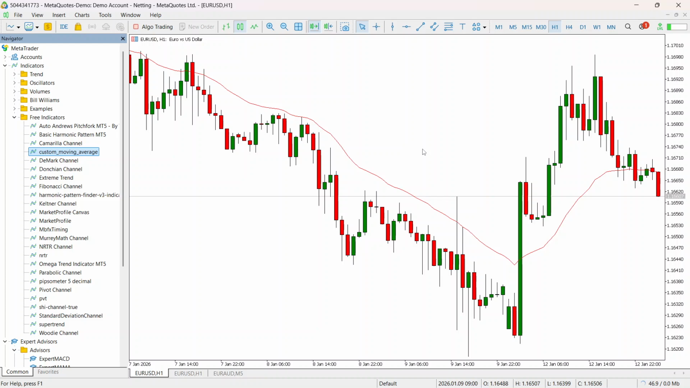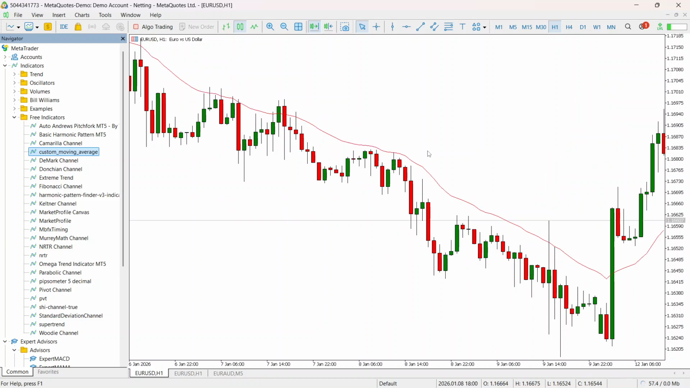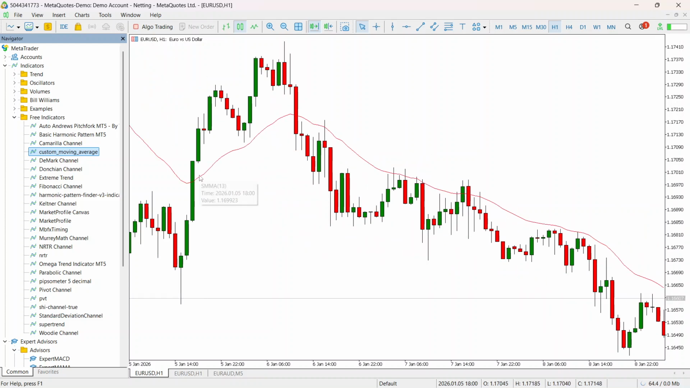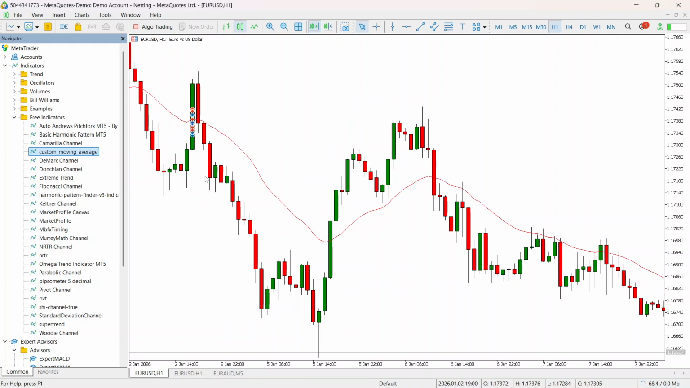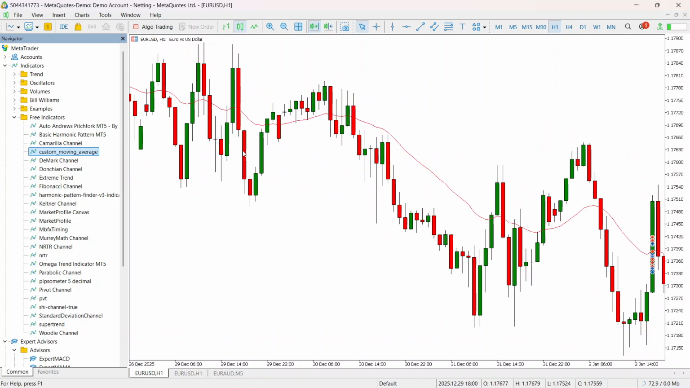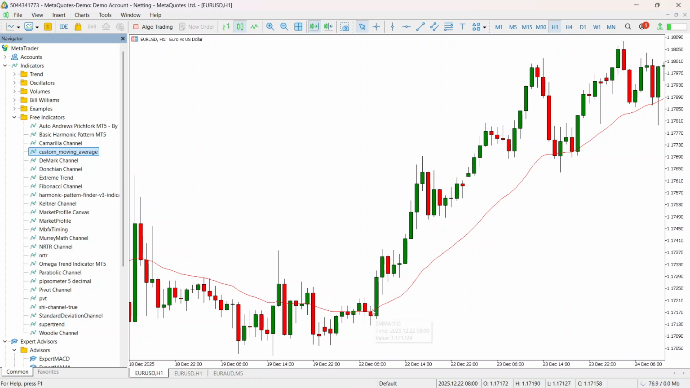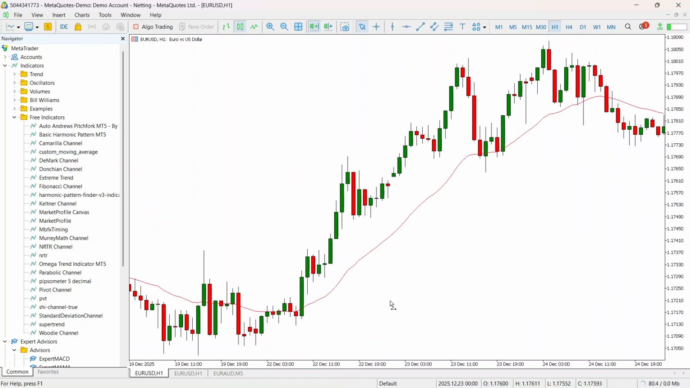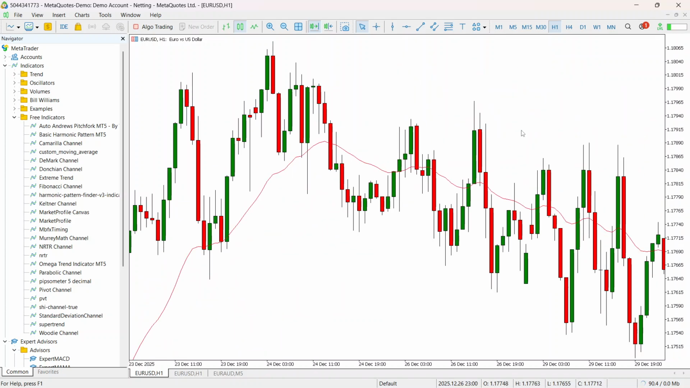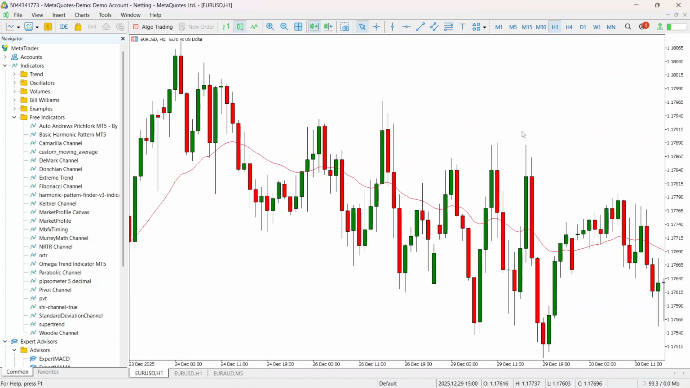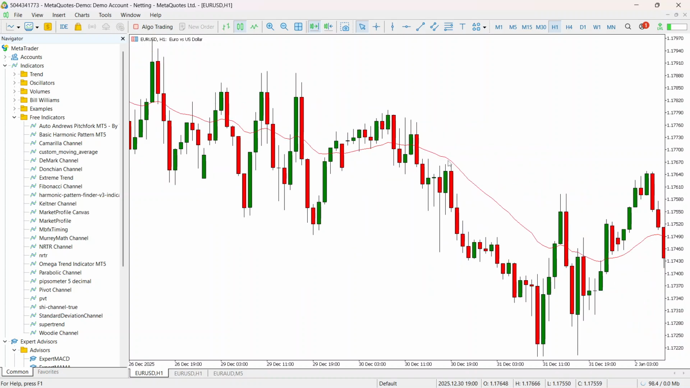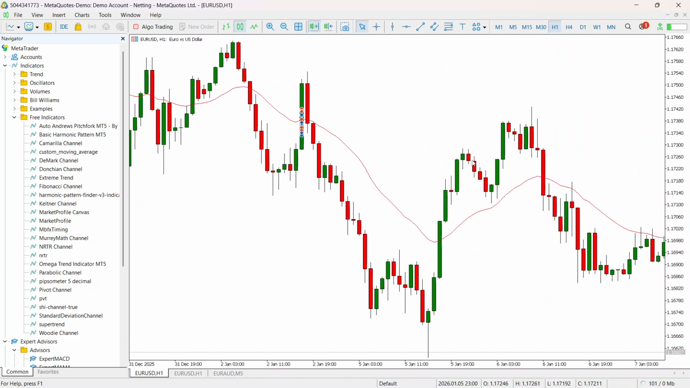The indicator plots as a line on the price chart, similar to a standard moving average, but with refinements in its calculations. When price is above the line, it generally implies an uptrend. As you can see here, the price went above the line, followed by an uptrend, a strong one at that. And when price is below the line, it generally implies a downtrend, as you can see here and again here.